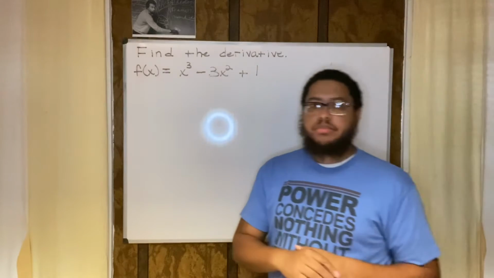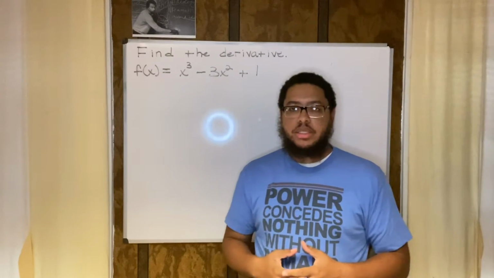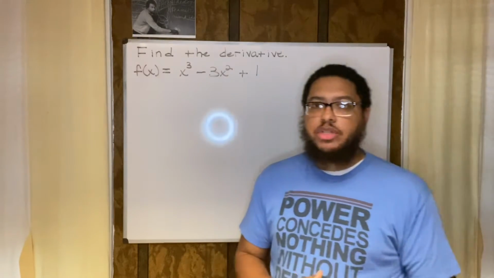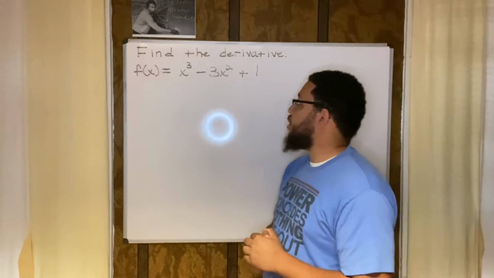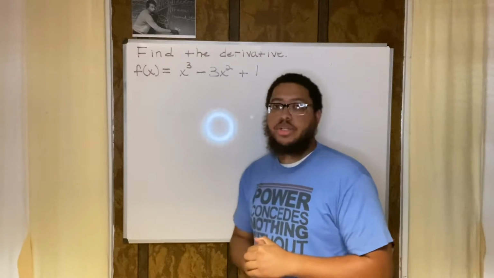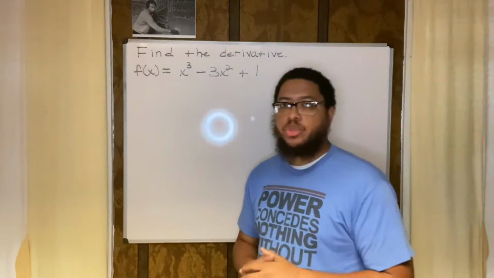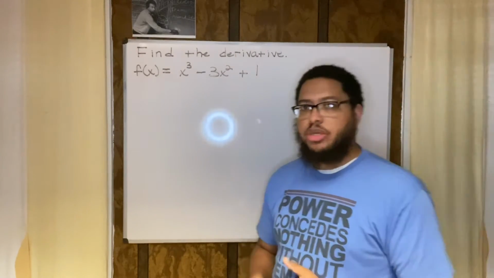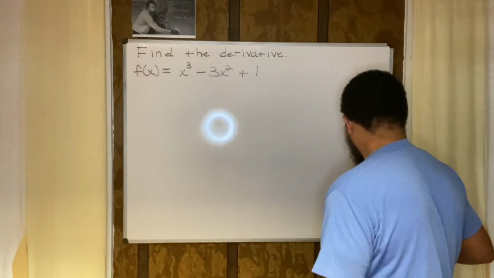So today, what we're going to do specifically within the realm of calculus is find the first derivative. We're going to find the first derivative of the function that you see behind me. The function is f of x equals x to the third power minus 3x squared plus 1. Now, there are derivative rules that we can use in order to find the derivative of any function.